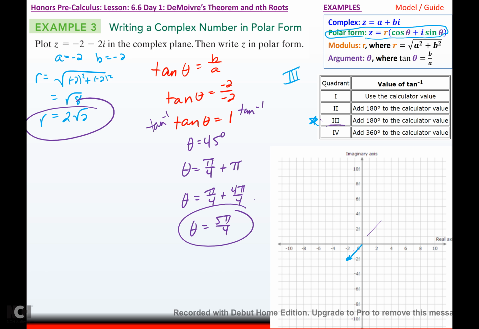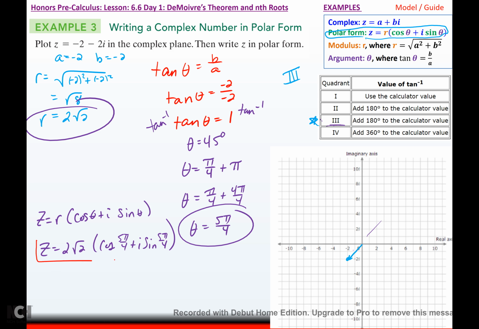So now that I have r and I have theta, I can write my polar form, which is r cosine theta plus i sine theta. So z equals 2 square roots of 2 cosine 5 pi over 4 plus i sine 5 pi over 4. And that, my friends, is this in polar form.